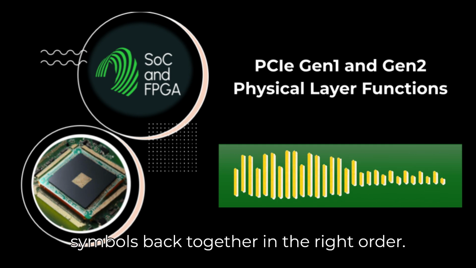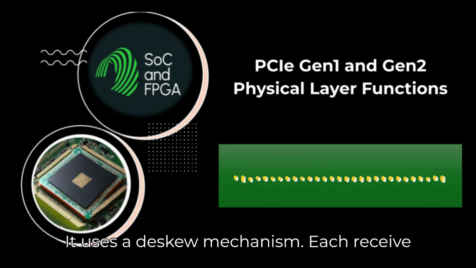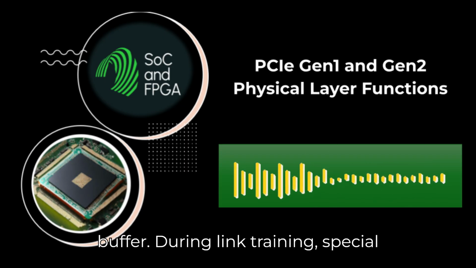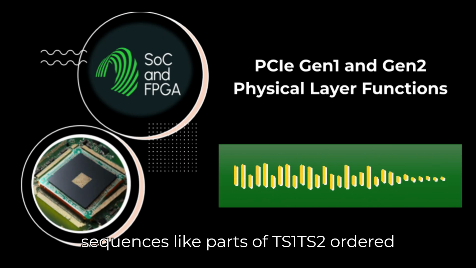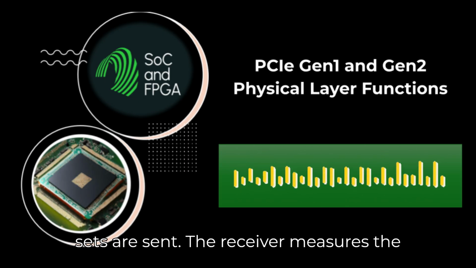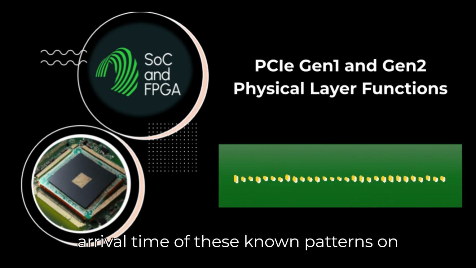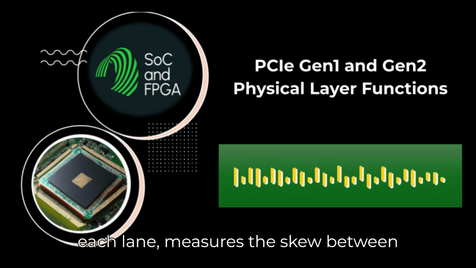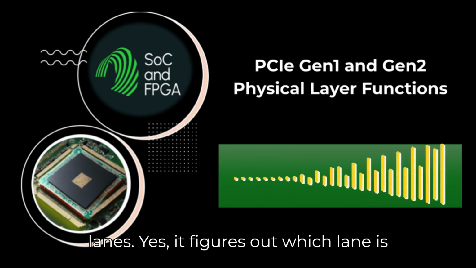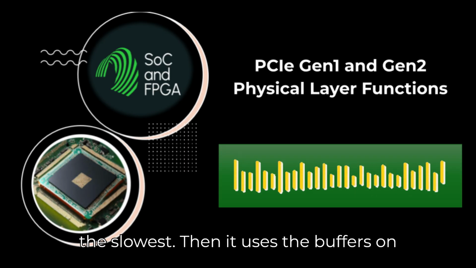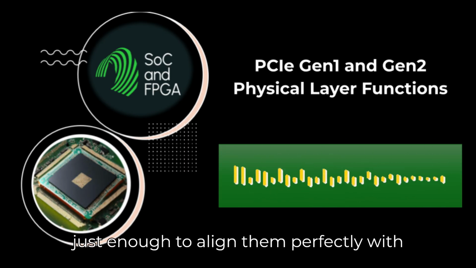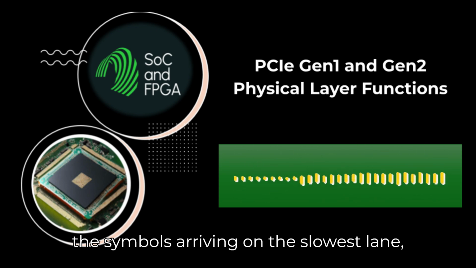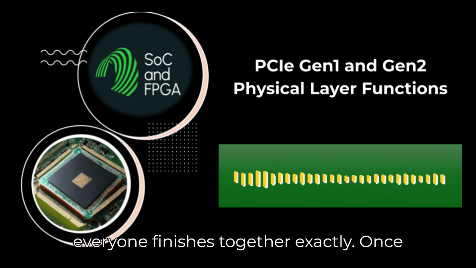How does the receiver handle that? It needs to put the symbols back together in the right order. It uses a deskew mechanism. Each receive lane typically has a small elastic buffer. During link training, special sequences, like parts of TS1, TS2 ordered sets, are sent. The receiver measures the arrival time of these known patterns on each lane. Measures the skew between lanes. Yes, it figures out which lane is the slowest. Then it uses the buffers on the faster lanes to delay their symbols just enough to align them perfectly with the symbols arriving on the slowest lane. Holding back the faster runner so everyone finishes together.